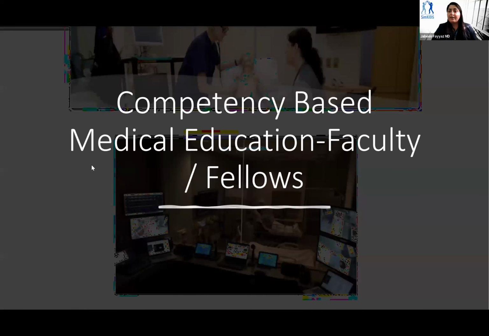The second part I want to tell you about is competency-based medical education, which is for faculty and fellows. And the concept comes back to the fact that we have a lot of emphasis on competency-based medical education for our learners, including our residents and our medical students.